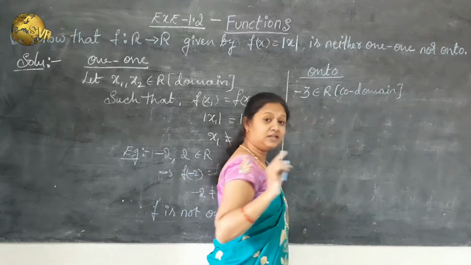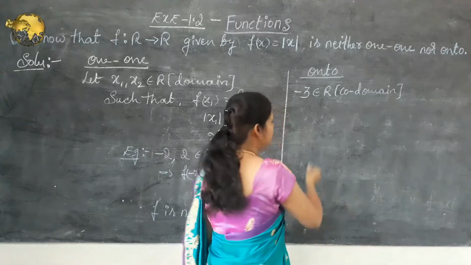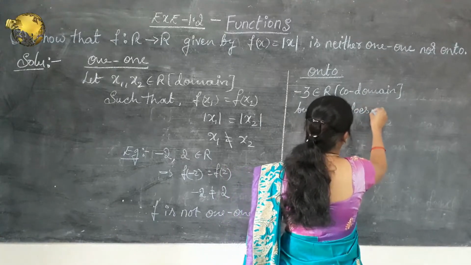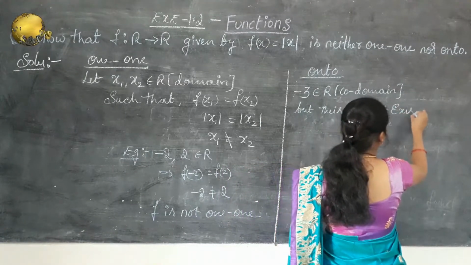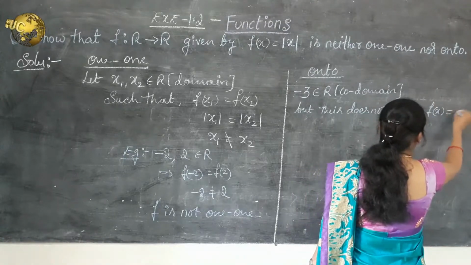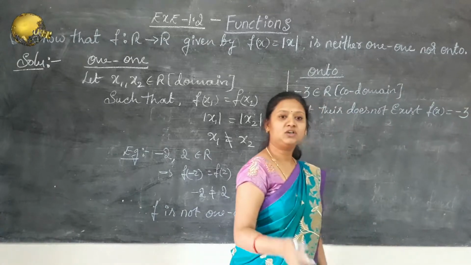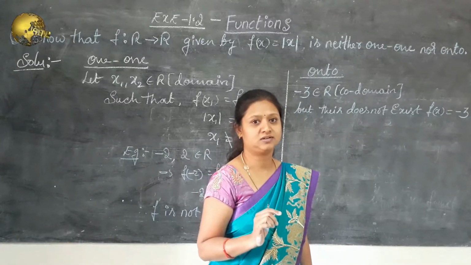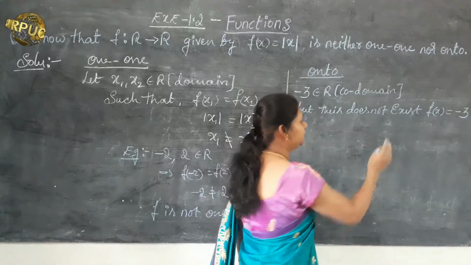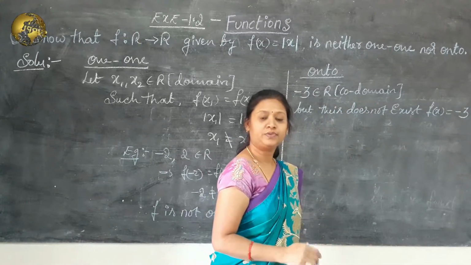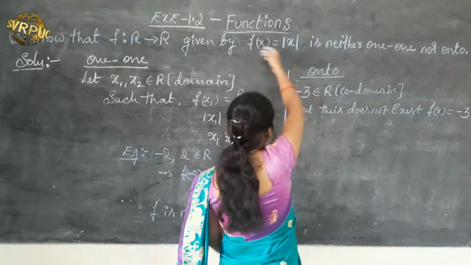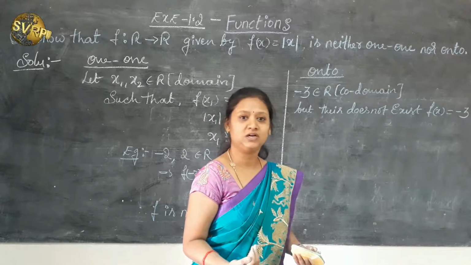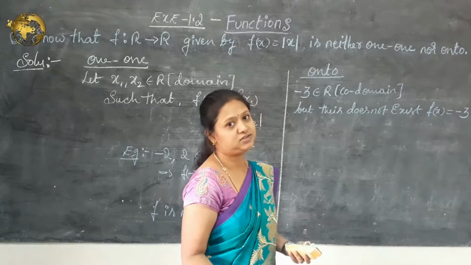But there does not exist any element, because f of x is a modulus function. The modulus function will always yield a positive answer, that is, values greater than or equal to 0. But here the answer I am getting is a negative term. So obviously that negative term will not come under the modulus function. So it does not have any pre-image in the domain. Understand?